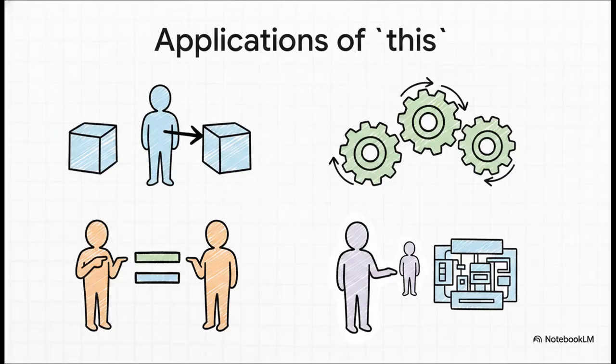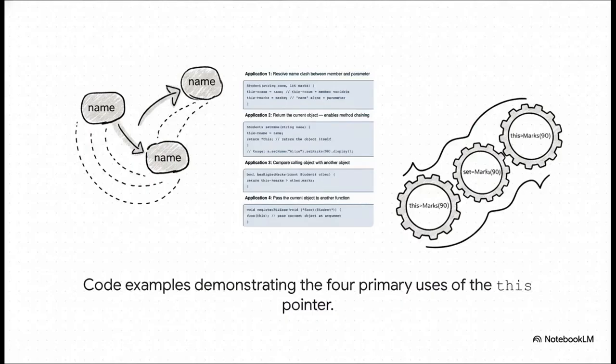And this isn't just some weird academic idea. It has incredibly practical uses that you'll see all the time. You use it to tell the difference between a function parameter and a class member when they have the same name. Use it to chain method calls together, which looks super clean. You can even use it to compare one object to another or to just pass the current object to some other function.